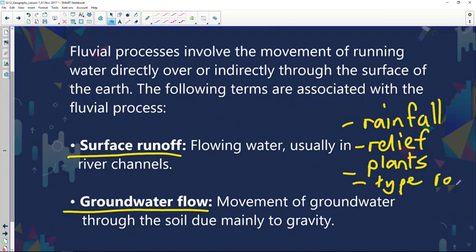of rock. Now, in the previous lessons, we discussed permeability of rock. What did we say about permeable rock? Permeable rock allows water to infiltrate. Impermeable rock doesn't allow water to infiltrate. Now, obviously, this process influences this longitudinal profile.